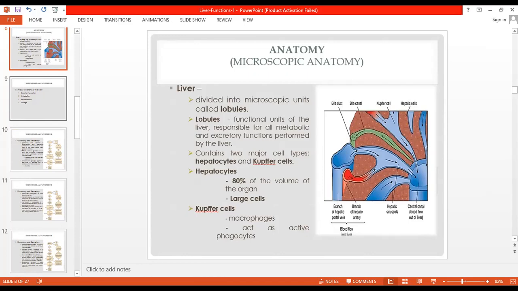They are large cells that radiate outward in plates from the central vein to the periphery of the lobule. These cells perform the major functions associated with the liver and are responsible for the regenerative properties of the liver. Meanwhile, the Kupffer cells are the macrophages that line the sinusoids of the liver and act as active phagocytes capable of engulfing bacteria, debris, toxins, and other substances flowing through the sinusoids.